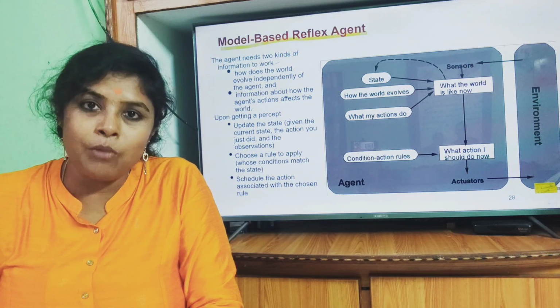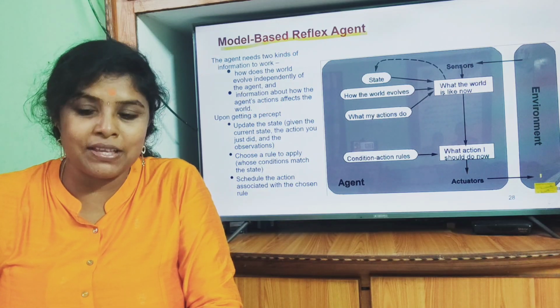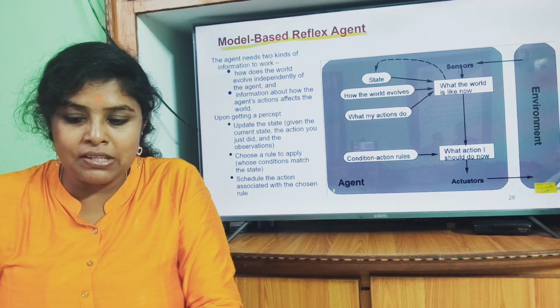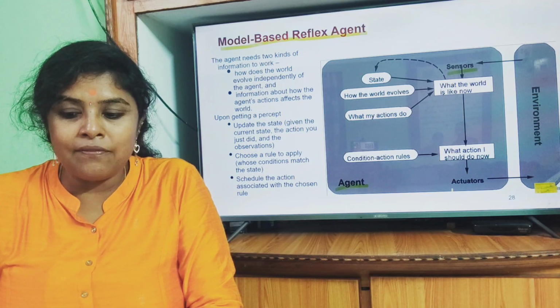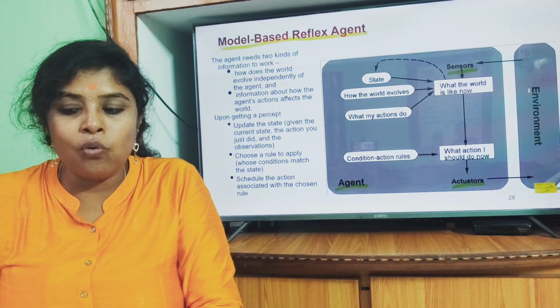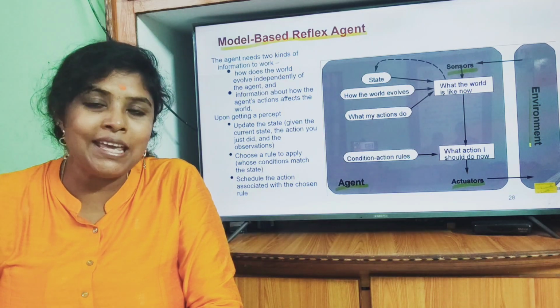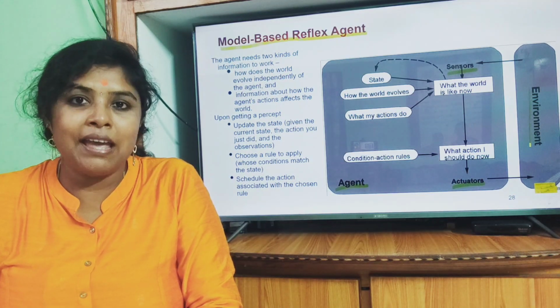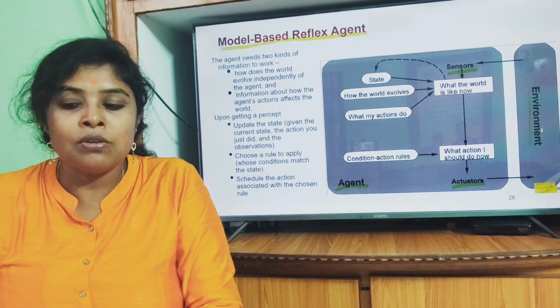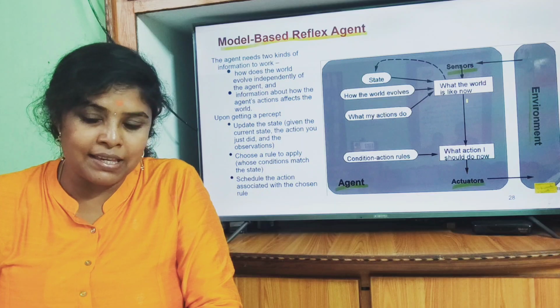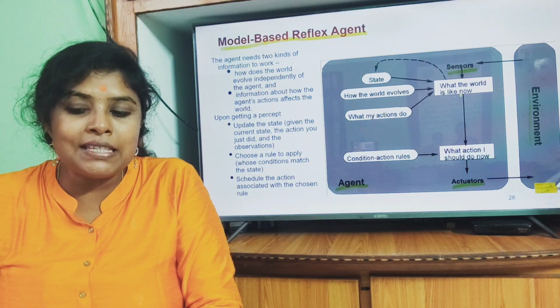Coming to the block diagram of the Model-Based Reflex Agent, it has the agent, the sensors, actuators and environment. So these four are common for any agent environment. Any agent architecture, these four must be present, right? So here what changes is what the world is like now.